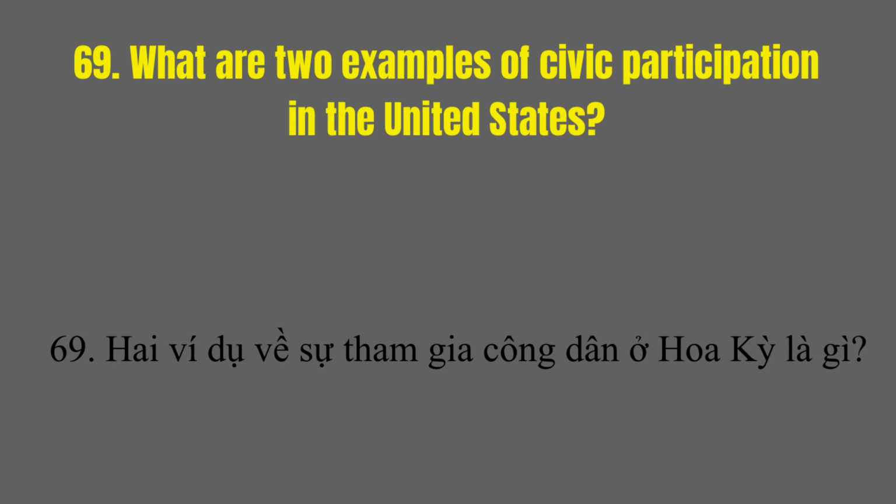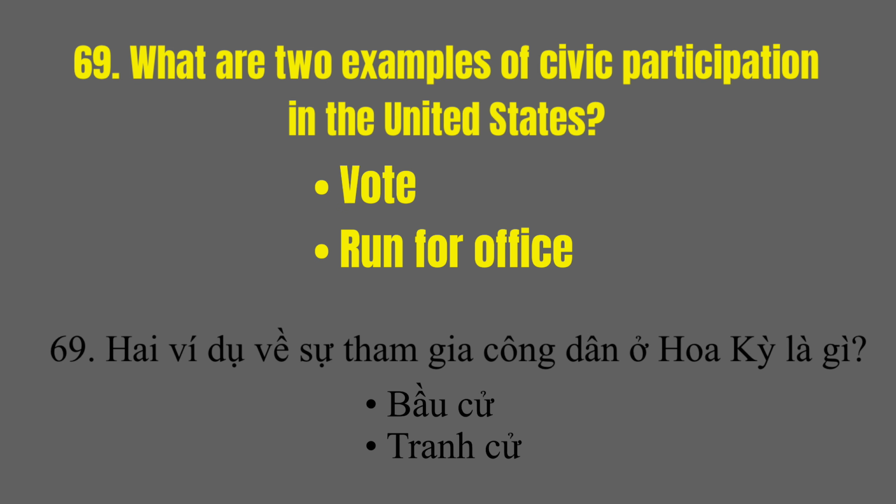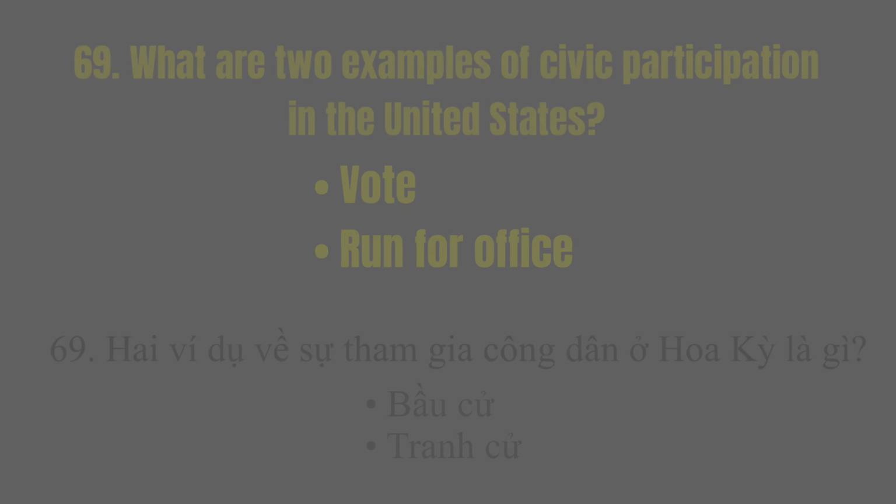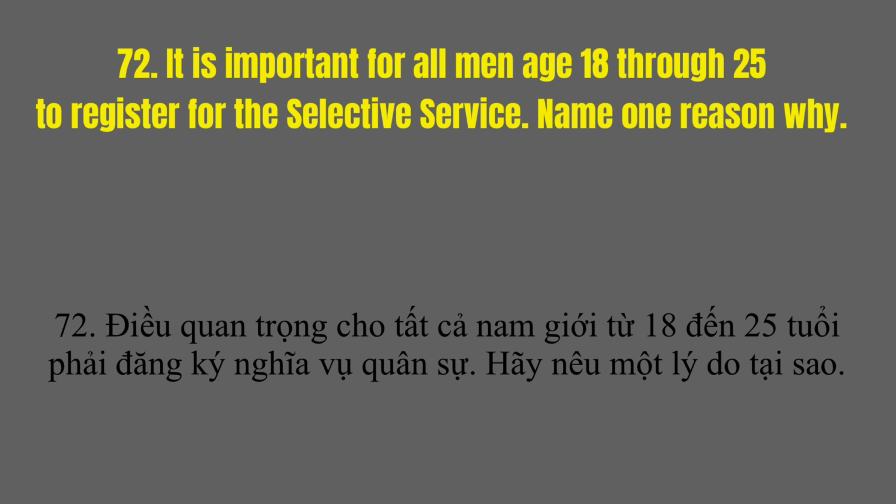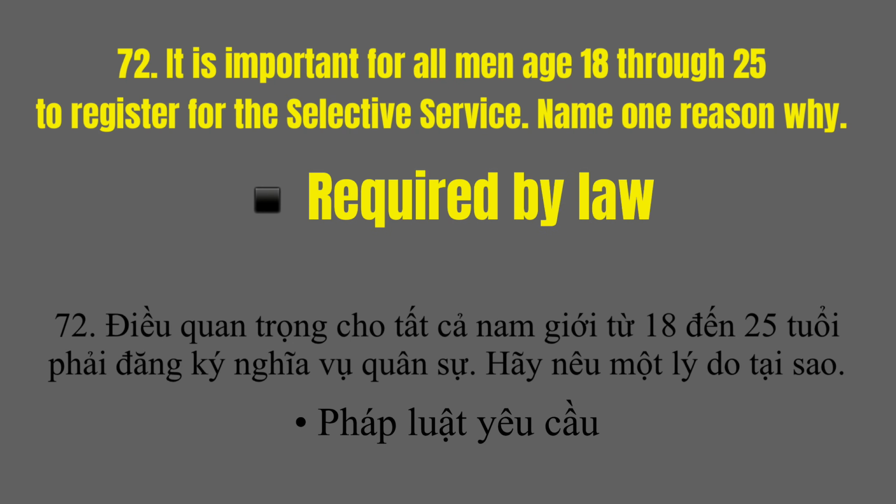What are two examples of civic participation in the United States? Vote. Run for office. It is important for all men age 18 through 25 to register for the Selective Service. Name one reason why. Required by law.